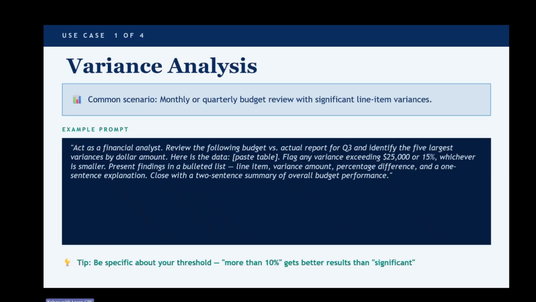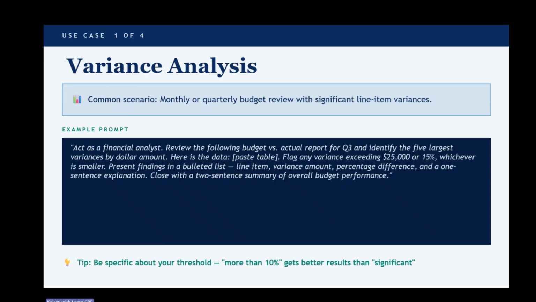So the first use case is one that every CPA and finance professional lives with, a budget versus actual variance analysis. You have a table of budgeted figures and actual results, and you need to understand where the material differences are and why they might have occurred. Here's how you prompt for that.